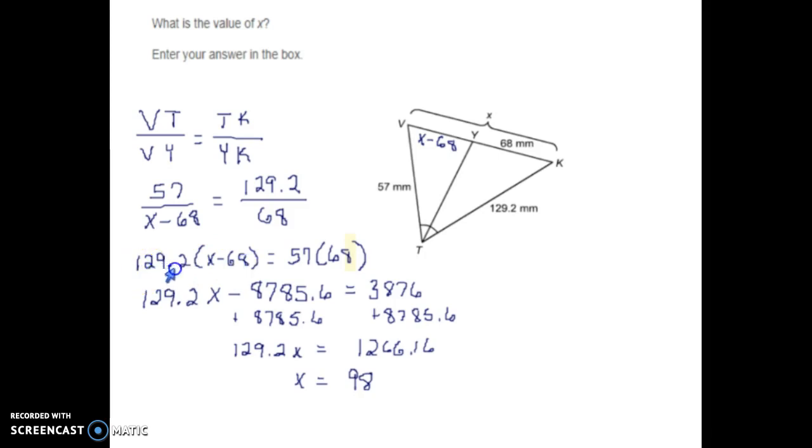So we've got 129.2x minus 129.2 times 68, which is 8,785.6. And then 57 times 68 is 3,876. We want to get our x's on one side, so we're going to add this to both sides. That gives us 129.2x is equal to 1266.16. Divide both sides by 129.2 and we find that x is equal to 98. So this segment here is 98.